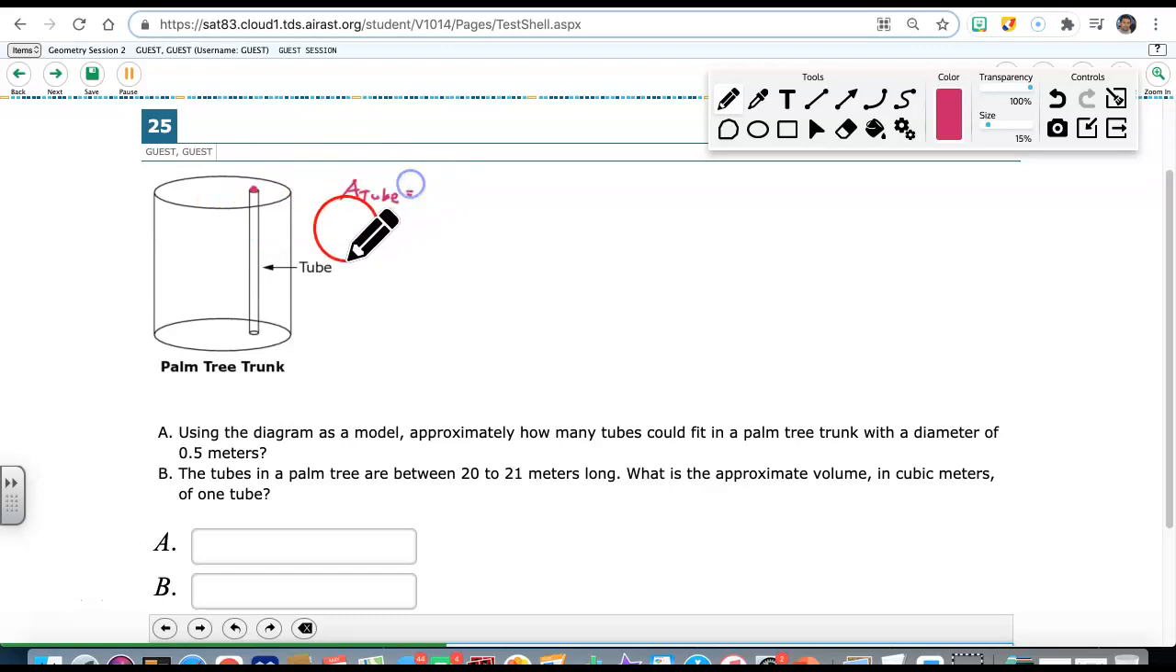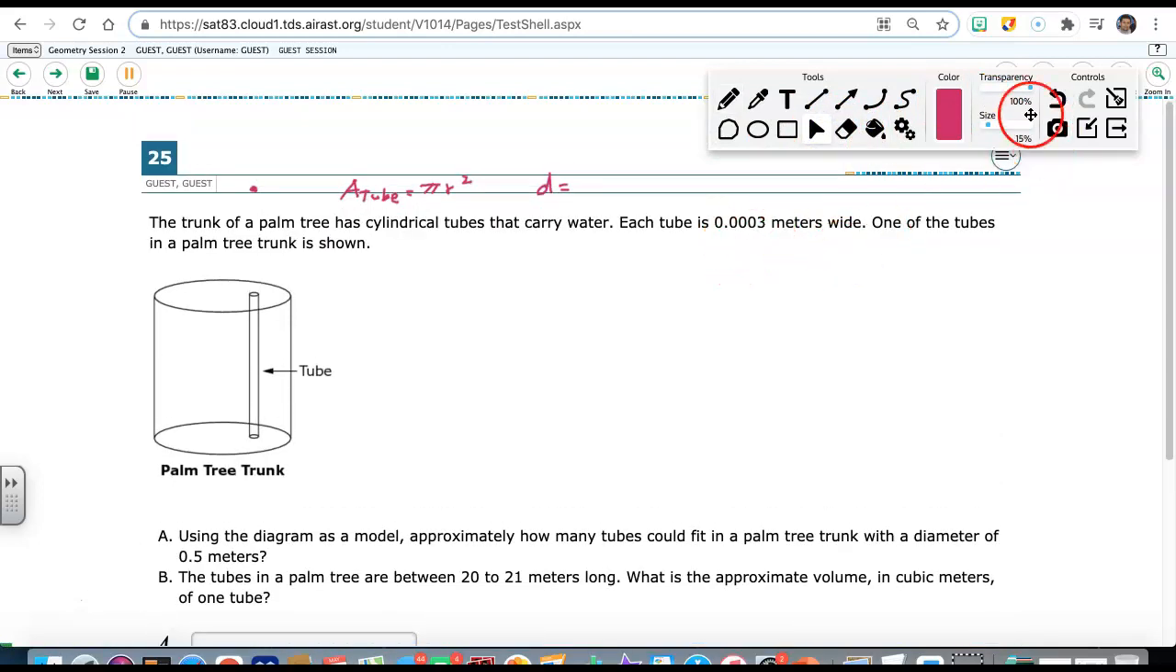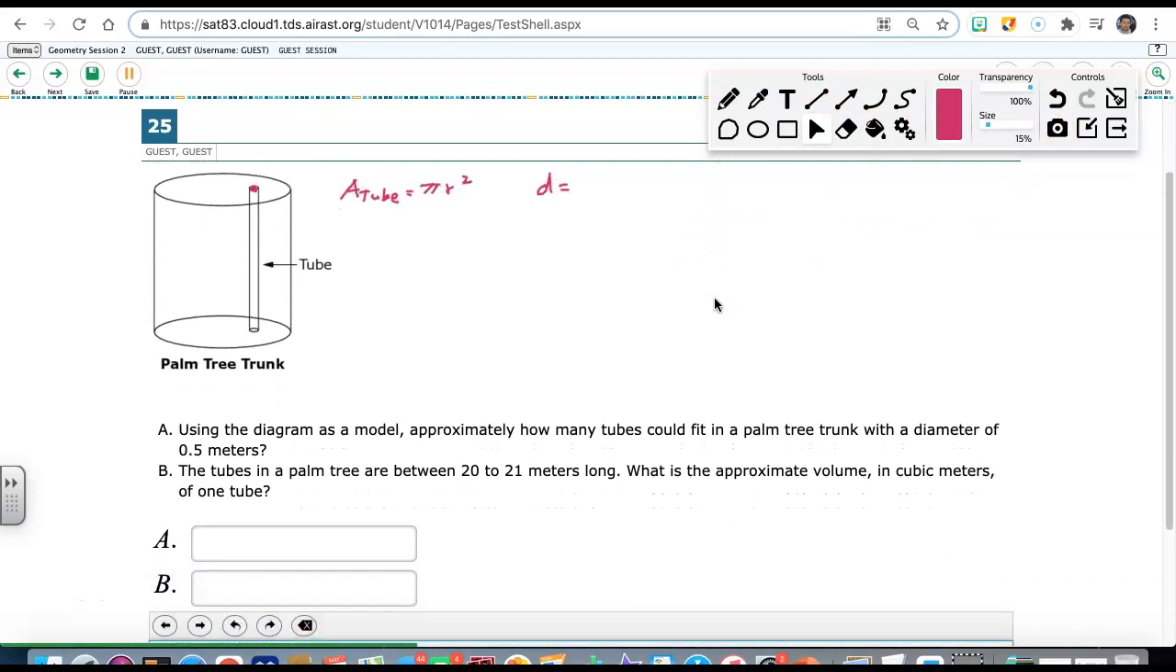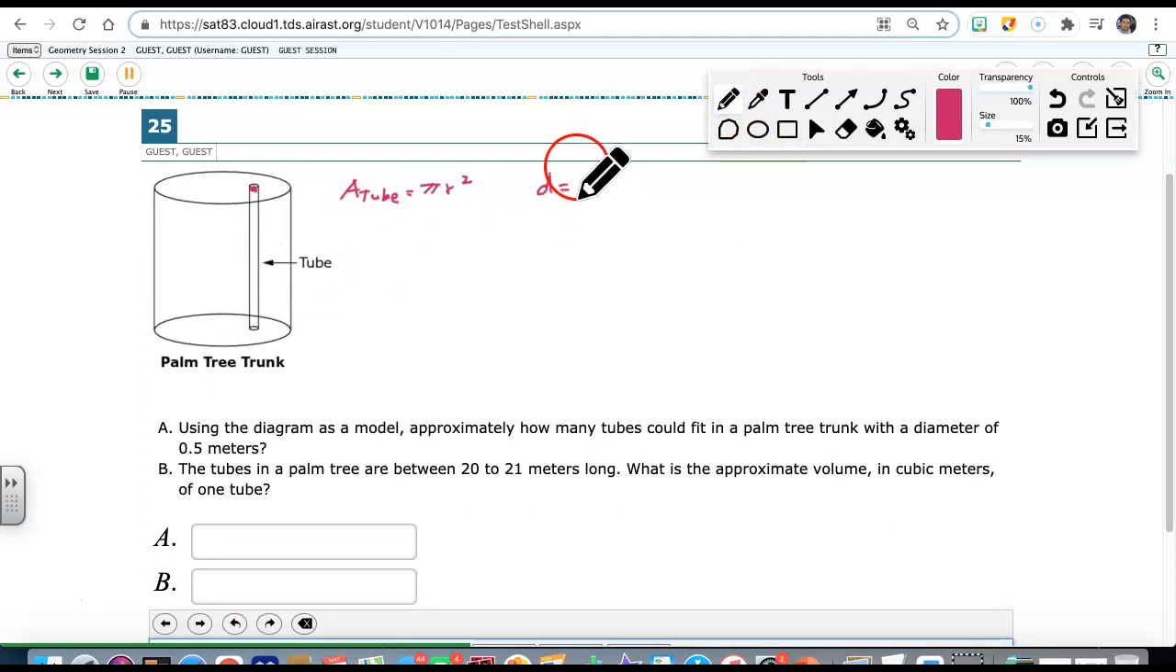So what I need to do is find the area of the tube. I know the area of a circle is pi r squared. But for the tube, let me double check the diameter. What was the number? Diameter was 3 zeros and a 3. So my diameter is 0.0003 meters. Therefore, the radius is half of this. Let's say this is a 30, so half of 30 is 15. 3 zeros, 15. That's the radius. So let's find the area of the tube. The area of the tube is going to be pi times 0.00015 to the second power.